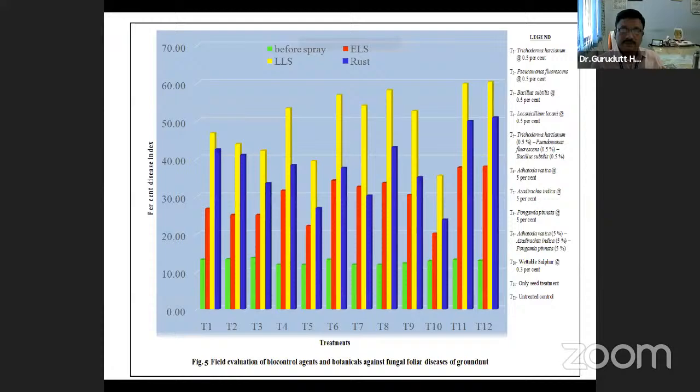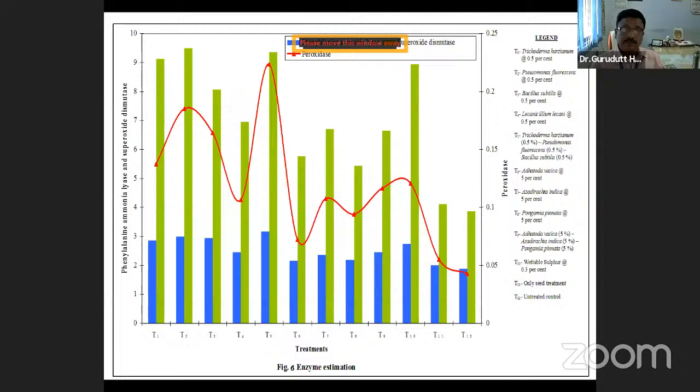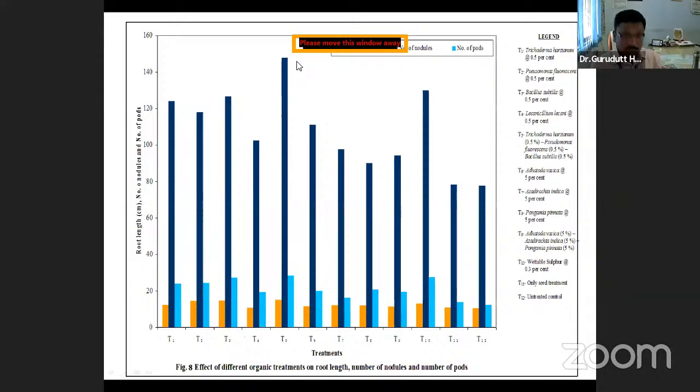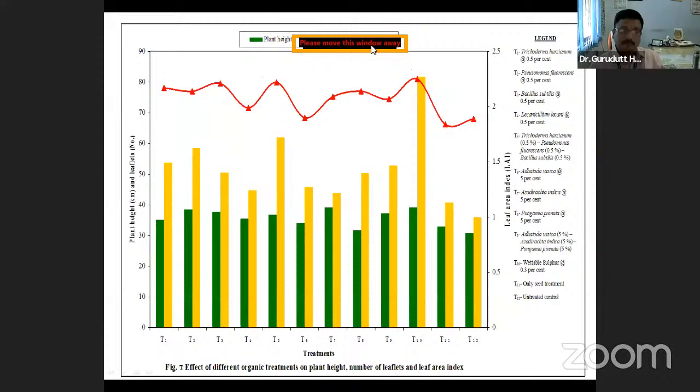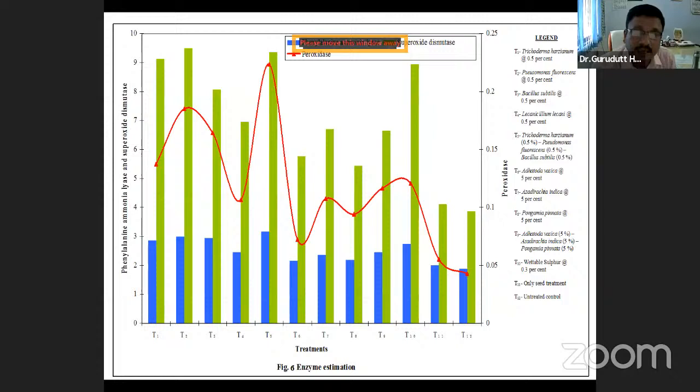And then comes the enzyme estimation, which was also studied here in groundnut. You can see the plant height, and different kinds of enzymes are being justified, that is peroxidase, superoxide dismutase, and PAL enzyme activity was also more in the leaf samples. That means to say that the ISR principle has worked here. As I was mentioning in the mechanism of action, there are a lot of mechanisms through these biopesticides, which will enhance the different enzymatic activity and give resistance to the plant, which is justified here.